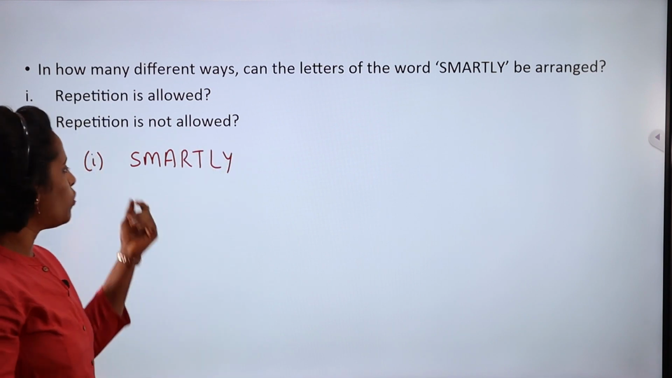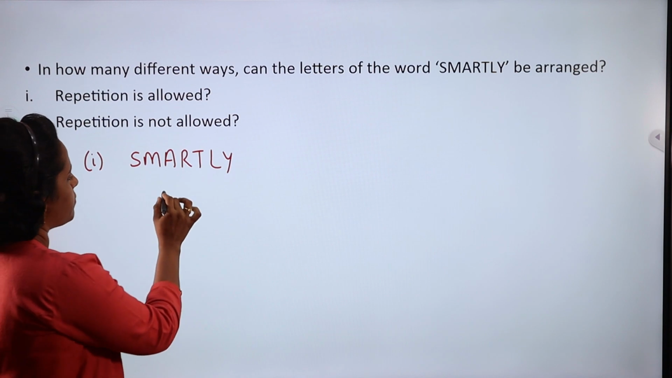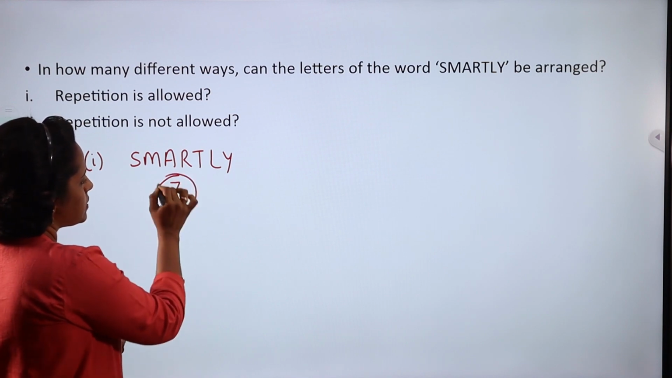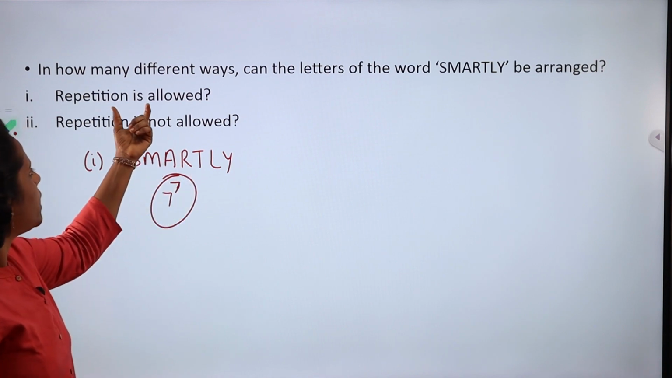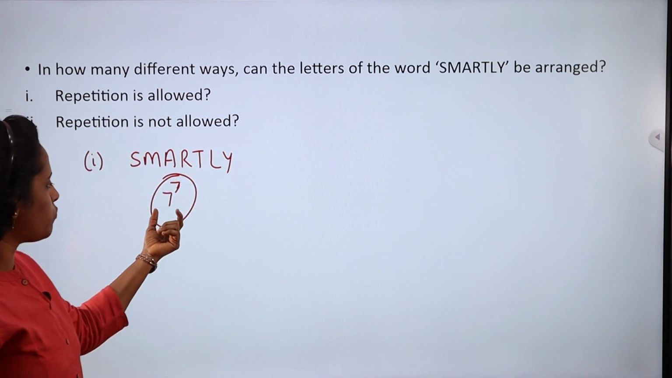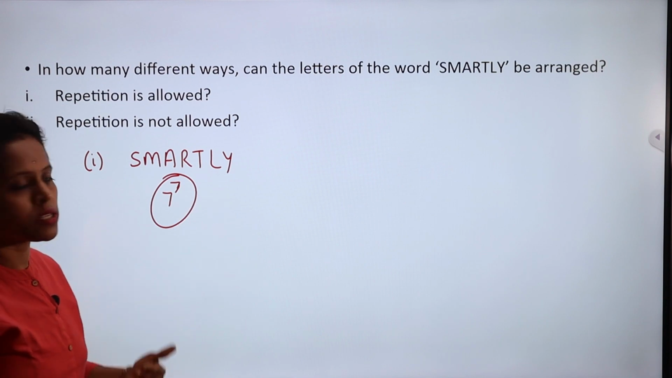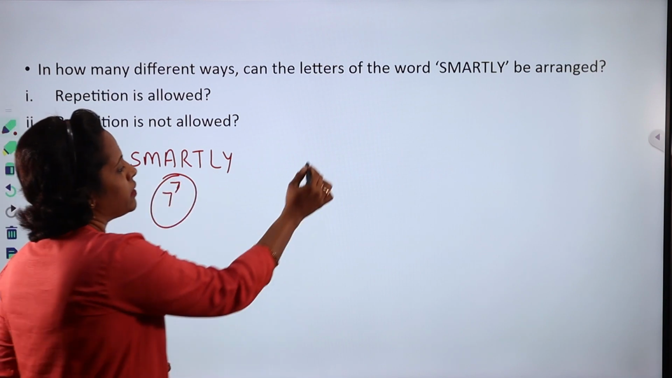How many letter word is it? 1, 2, 3, 4, 5, 6, 7. So our answer is 7 power 7. It is a 7-letter word and whenever repetition is allowed, we can form 7 power 7 words using these letters.